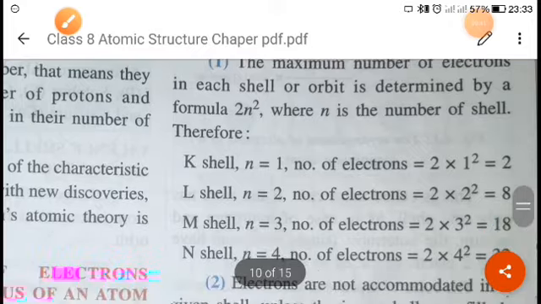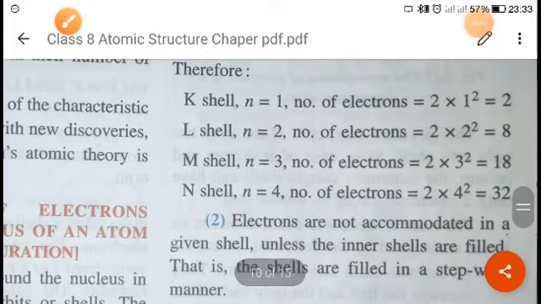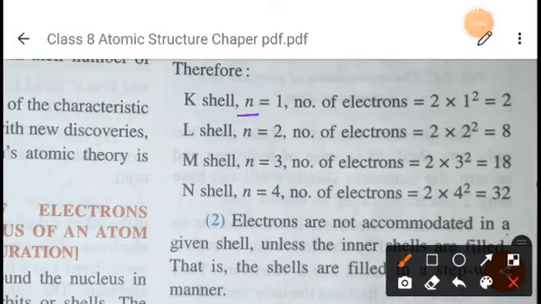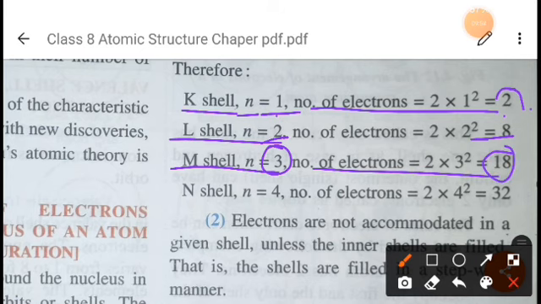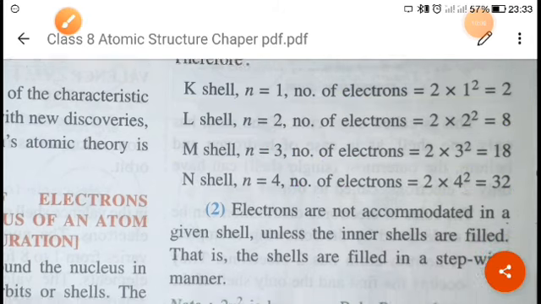So as you can see, it is written here. In the K shell, n will be what? n is 1, right? So the number of electrons will be 2. Now in the L shell, n is 2, so the number of electrons will be 8. In the M shell, n is 3, so the number of electrons will be 18. And in the N shell, n is 4, and the number of electrons will be 32, and so on. So I hope you have understood this, right?